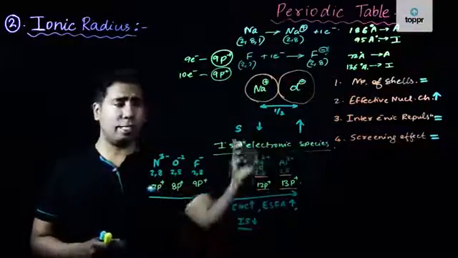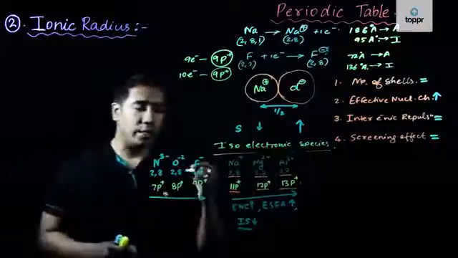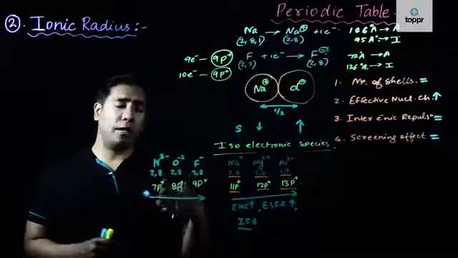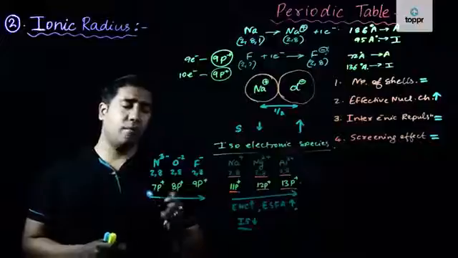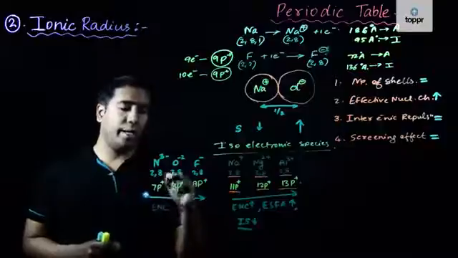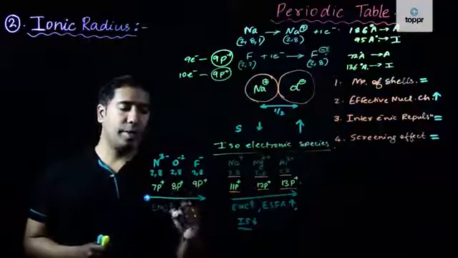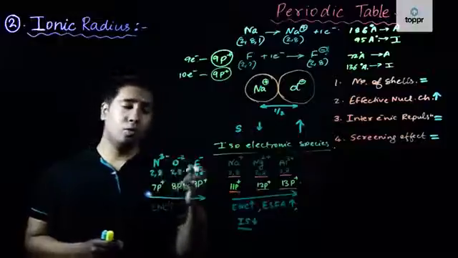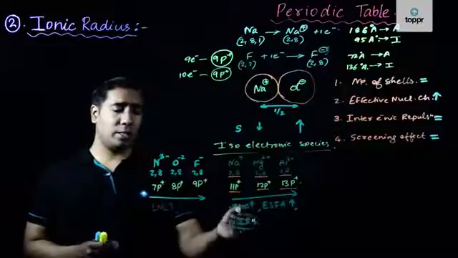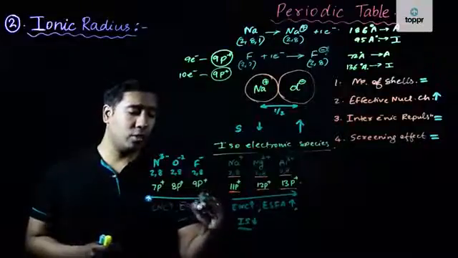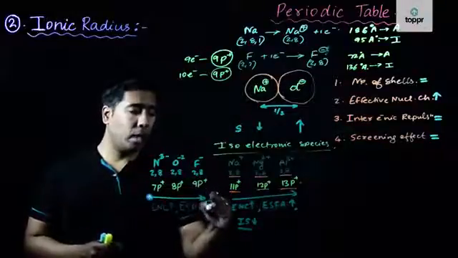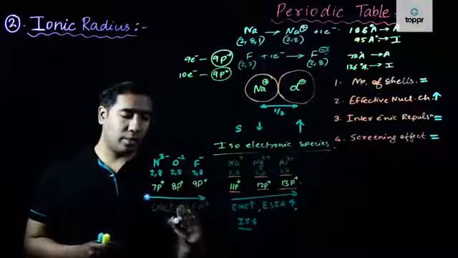Let's write it down in a similar way as we had written in the case of the positively charged ions. As we go from left to right in the periodic table, that is, from nitride ion to fluoride ion, we can see that the effective nuclear charge has increased. As the effective nuclear charge increases, as we have already seen, the electrostatic force of attraction will also increase. As the electrostatic force of attraction increases, the ionic size decreases.